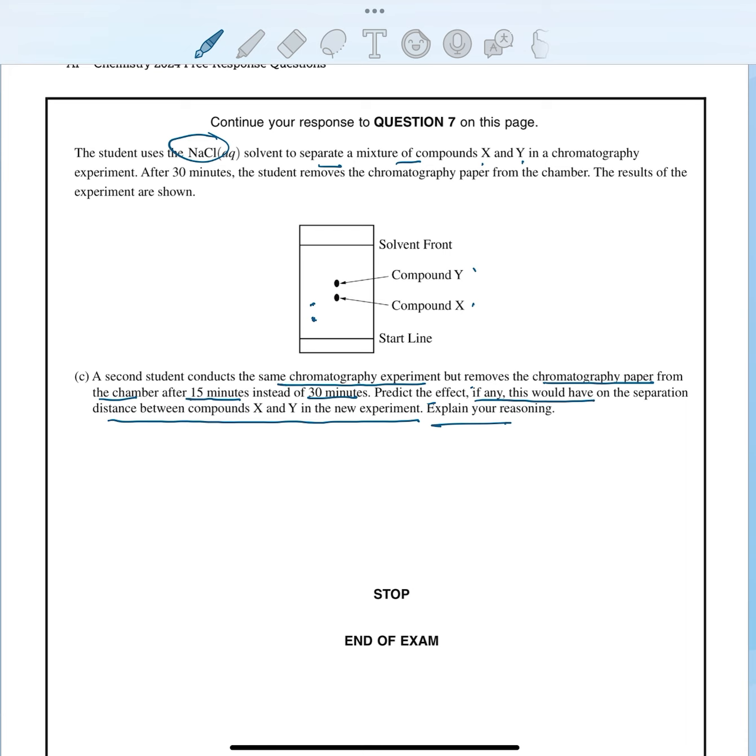So what effect would this have? Well, I think that the X and Y would travel a smaller distance. And that is because of the reduced time. Because also the solvent front will also not travel as far in that reduced time.